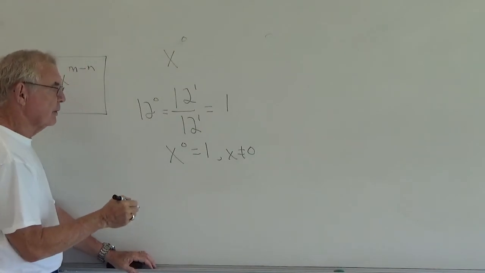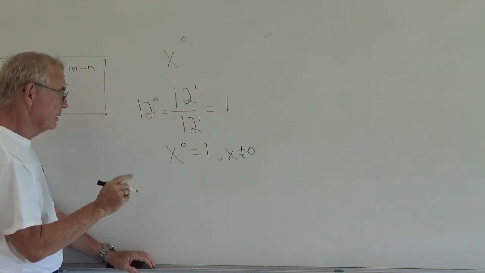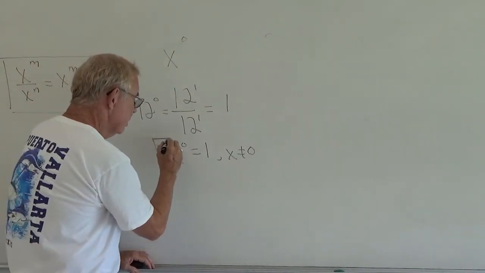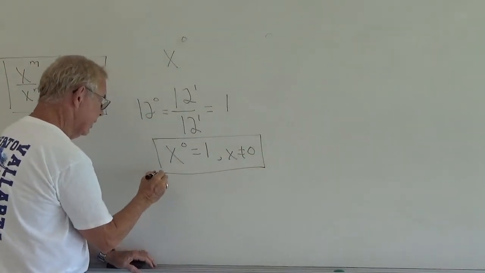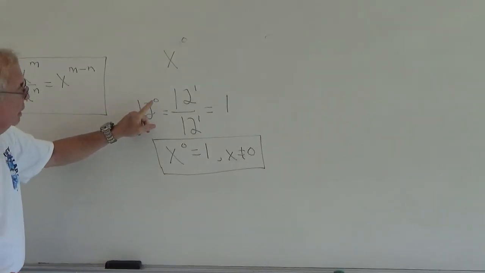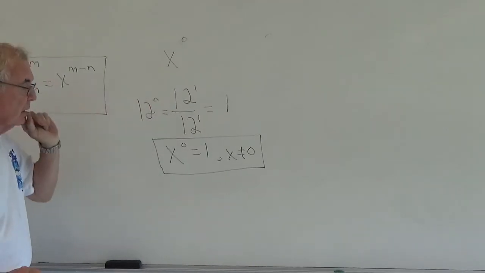And if x were 0, it's what's called an indeterminate in mathematics. You may entertain that later on in your math studies. But for now, any number other than 0 raised to the 0 power is 1. It's hard to fathom. 12 to no power is 1.